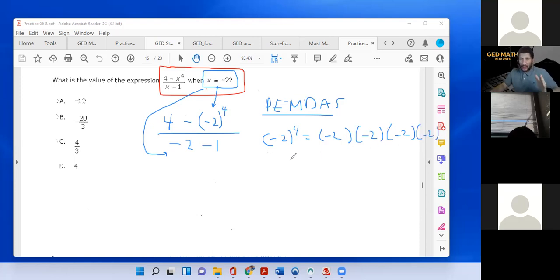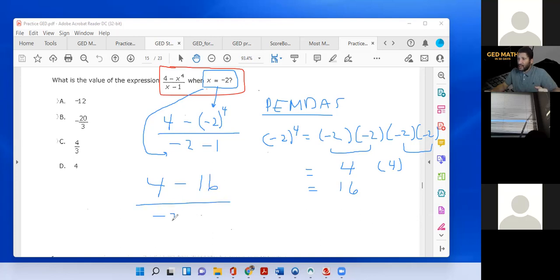Where people make the mistake is they think this answer is going to be negative. But if you notice, 2 negatives make a positive and 2 negatives make a positive. So -2 times -2 is 4, and then -2 times -2 is also 4. So -2 to the 4th power is 16. So we have 4, then our minus sign, then 16, and then -2 over -1. What is 4 minus 16? Can anybody tell me? 4 minus 16.